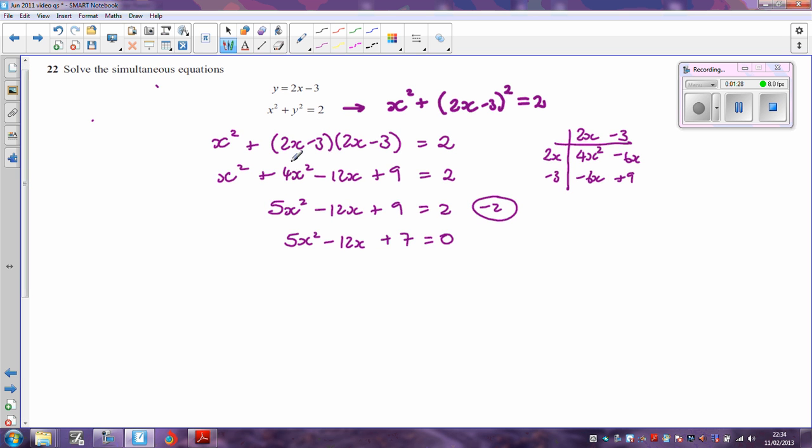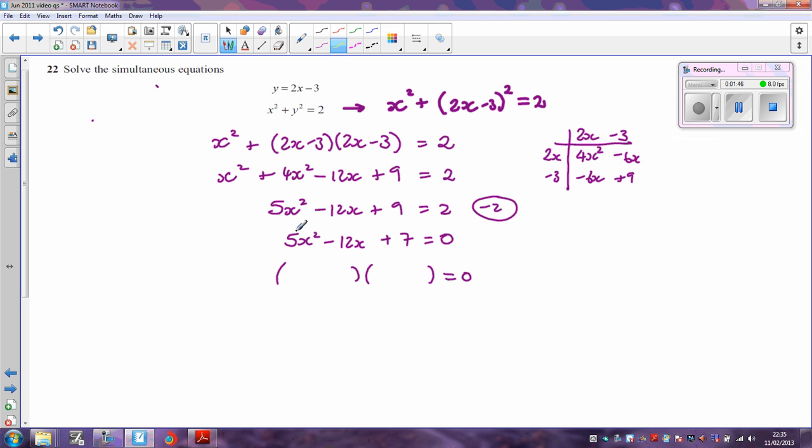Now I've got to solve the quadratic equation. I can see that it's going to factorize because the question doesn't say giving your answer to 3 significant figures or 2 decimal places or anything like that. So I must be able to make that into 2 brackets. There are various methods open to me here. I could use the crisscross method.